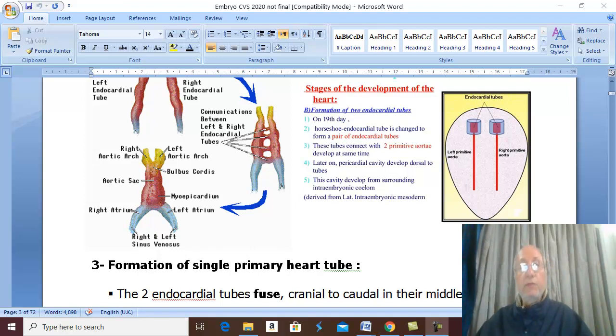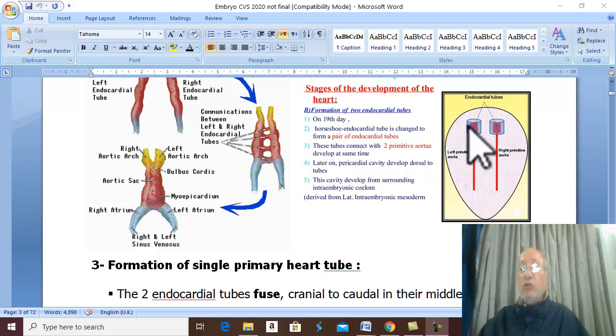In the previous video, we explained the first two steps to form the primitive heart chambers. The first step is formation of the cardiogenic field, and the second is formation of the two endocardial tubes. At the same time, during development of the two endocardial tubes, the two dorsal aortae develop, which communicate with the endocardial tubes.